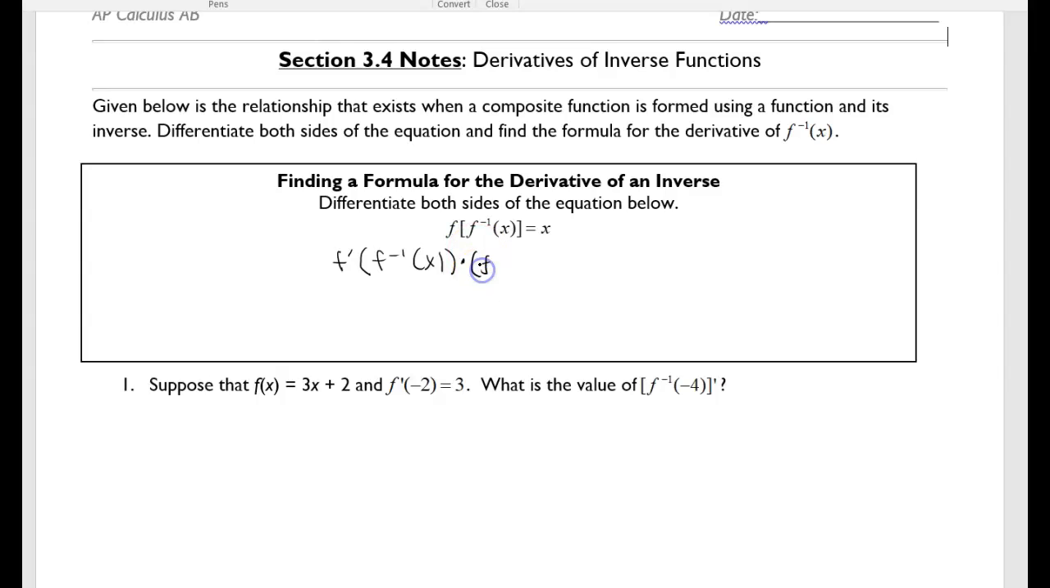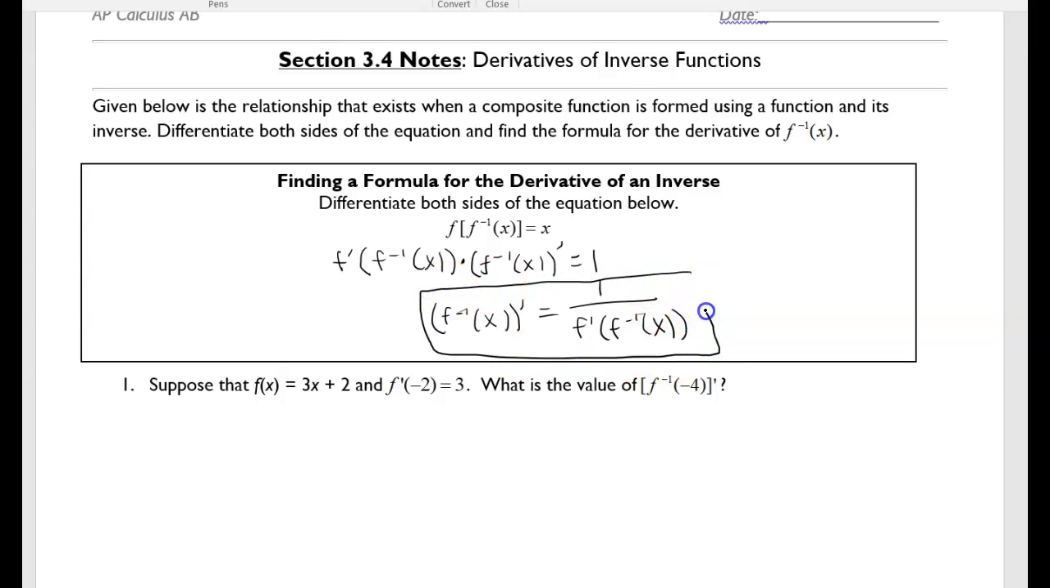To help us keep track of our notation, I'm going to write it as f inverse of x and then put the prime outside those parentheses just so I can keep track. That's the derivative of f inverse. That is equal to the derivative of x, which is 1. Now what I'm trying to solve here is for the derivative of f inverse. That's this part right here. So to get that by itself, I would divide by everything that was in front of it. So I would have 1 over f prime of f inverse of x. And that is the derivative of the inverse.